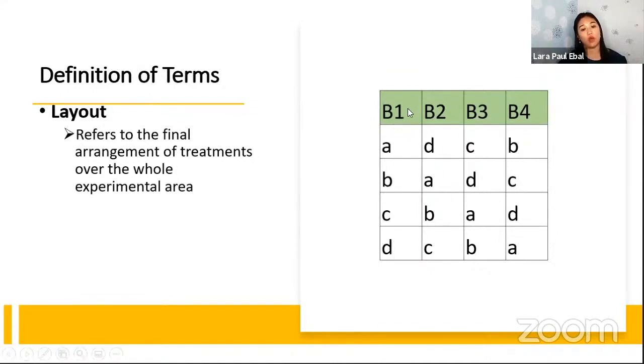So, for example, B1 or block 1, we arrange the treatments as A, B, C, D. And then for the next block, we have this arrangement: D, A, B, C. And then the third block, C, D, A, B. And then the fourth block, B, C, D, A. So this is an example of a layout.